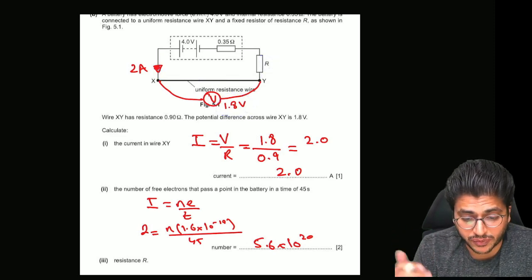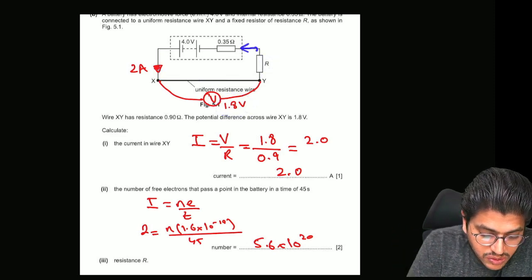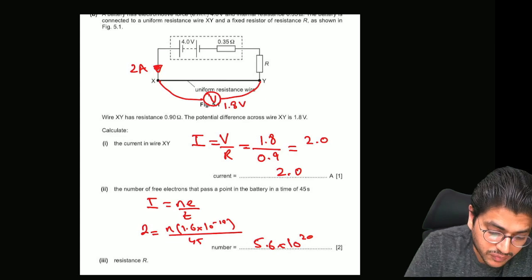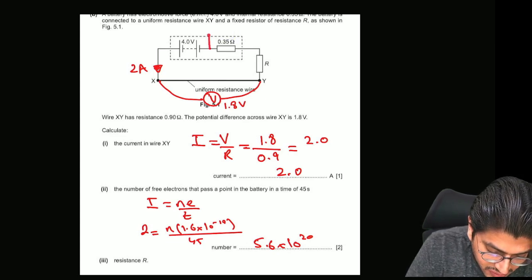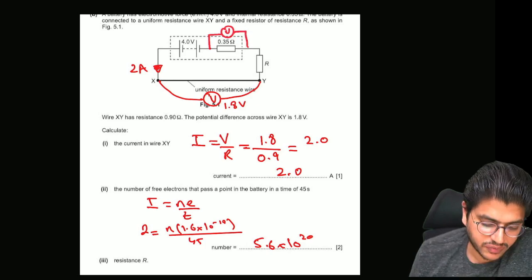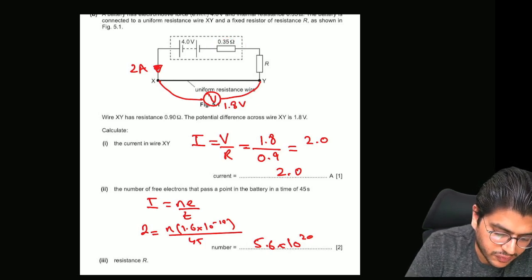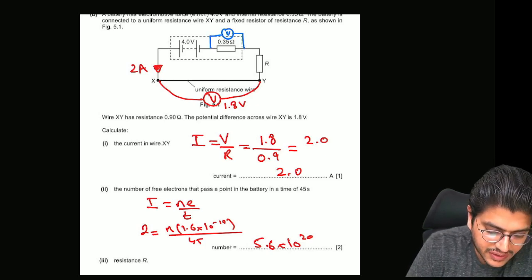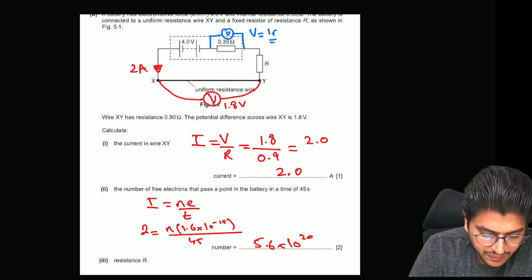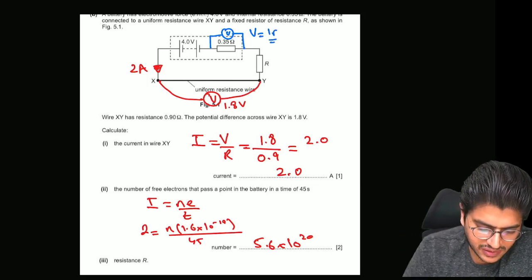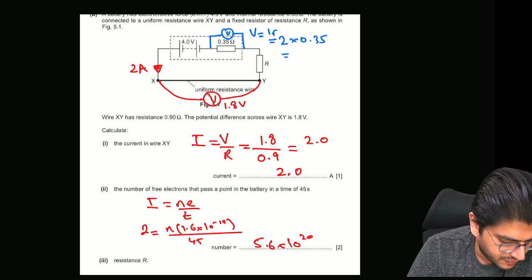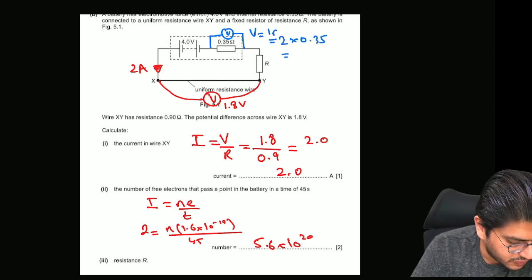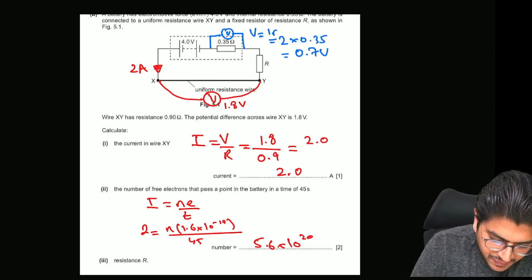There will be some voltage drop, we don't know. The 2 ampere current will also go through this resistance. What will be the voltage drop over here? Can somebody answer this question? What will be the voltage drop over here? So the voltage drop over here, you can calculate it by doing V equals IR. I've written small r because it's an internal resistance. Otherwise, you can write capital R as well. So 2 into 0.35 gives you 0.7 volts.